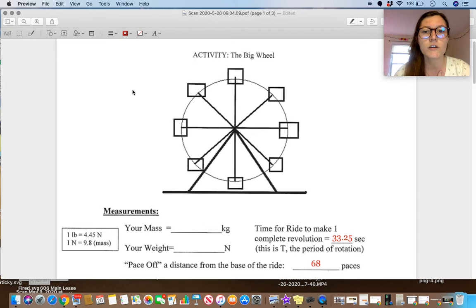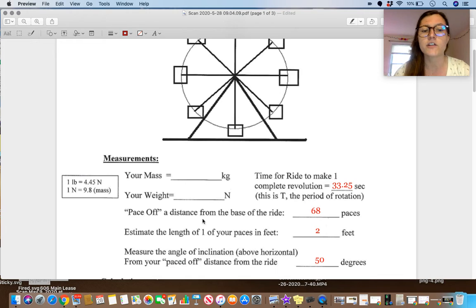So again, we're going to do this in groups and then review it during class today, but if you are not attending, right, this is your explanation as to how to do the activity. So you want to convert your mass from pounds to newtons, and then from newtons to kilograms, but divided by 9.8.